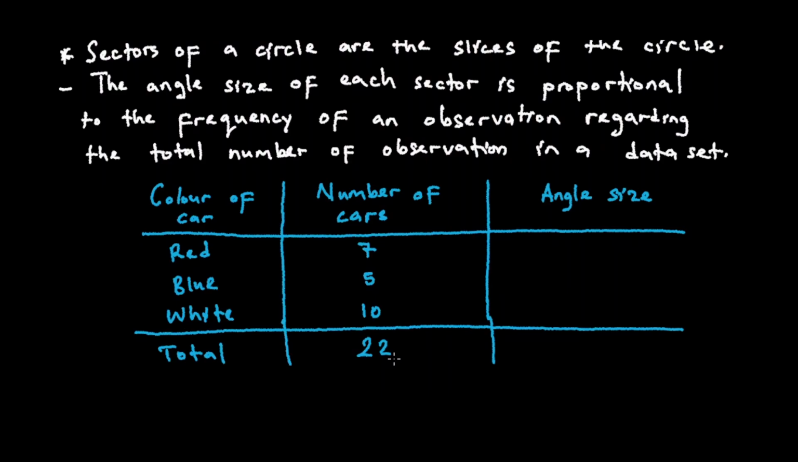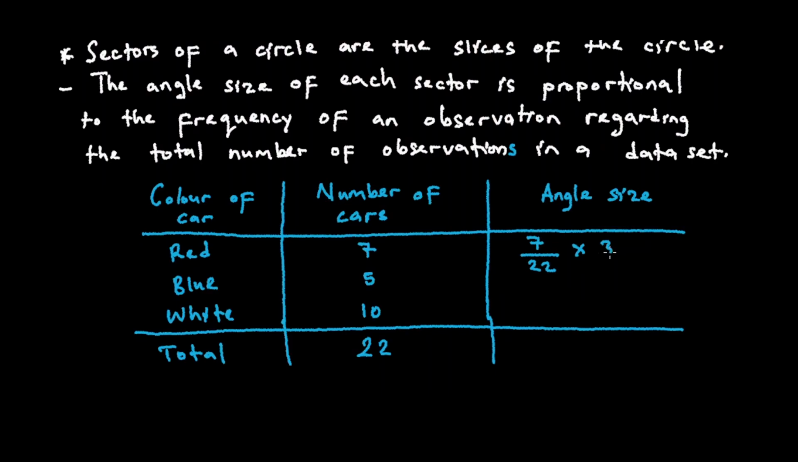You can imagine tateta line up 22 cars. Then toverenga kuti ma red cars mangani, tonoti 7. Saka 7 is the frequency of red cars. Saka trikuti proportionality yacho iri to the frequency of an observation, which is red car, regarding the total number of observations in a data set. And what is the total number? 22. Saka pano zvatiri kutaura angle size kuti tiwane tinenge takuti 7 frequency of red cars over the total 22.